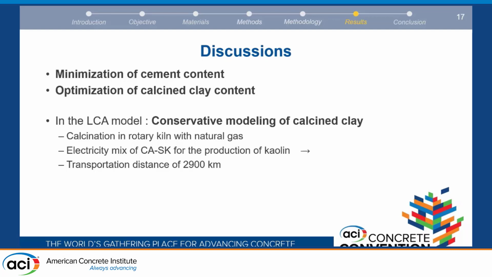Indeed, in the LCA model, we have a conservative modeling of calcined clay. We consider calcination in a rotary kiln with natural gas, an electricity mix from Saskatchewan, Canada, which is 85% fossil fuels, for the production of kaolin, and we have a transportation distance of almost 3,000 kilometers. So that makes an impact factor of 658 kilograms of CO2 equivalent per ton of calcined clay, which is a pretty high estimation compared to the literature. It is our model with our material.